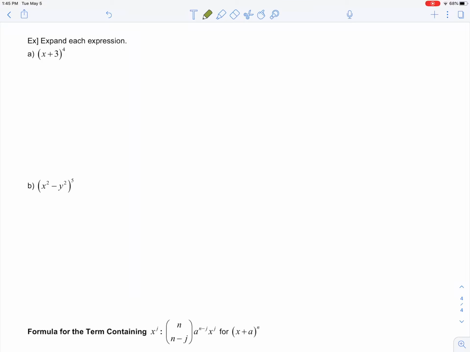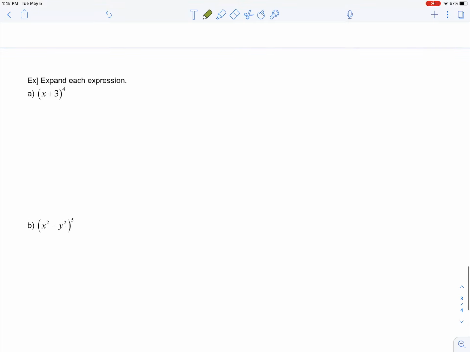Alright everyone, we are now in section 9.5, which is our very last section, and this is called the binomial theorem. It is a quick and easy way to expand a binomial raised to a power. So let's try it here with x plus 3 to the fourth power. You can use the formula with the combinations. I feel like for a small exponent like 4, it's probably easier to use Pascal's triangle.